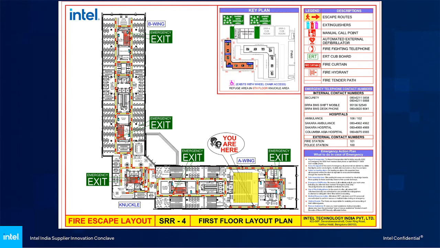Now this building has 5 emergency exits: 2 in the B wing, 1 in the knuckle, and 2 in the A wing. The place where you are seated, this is called the bum room, and as you can see, it has 2 doors on the back and 2 doors in the front. The nearest emergency exit that you can use is the one behind this wall that is just in front of you. The alternate door that you can use is the one on your right-hand side passage.